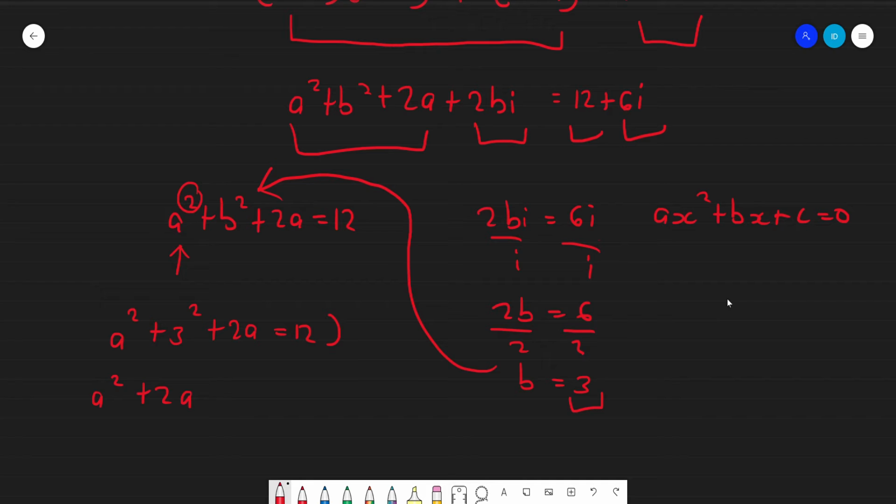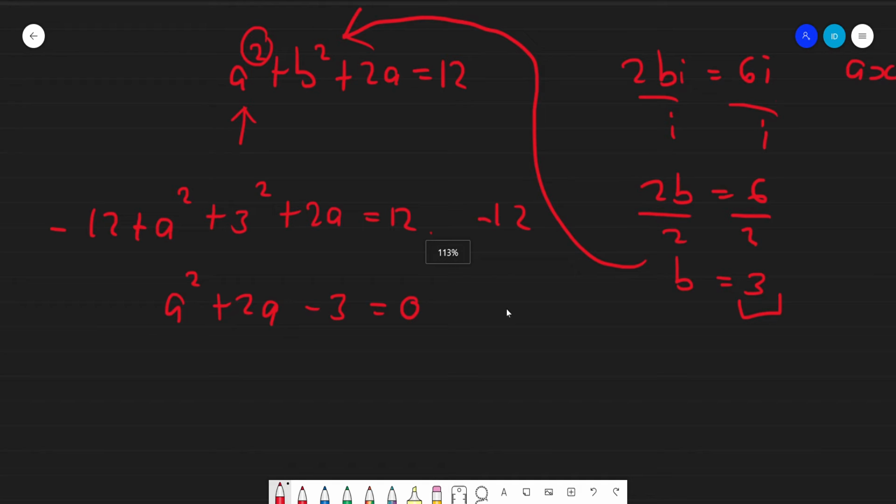So by taking out 12 from both sides, we will get a squared plus 2a, and then we know that 3 squared is equal to 9, and then 9 minus 12, I'm sorry, should have been negative 12 plus a squared. So 3 squared minus 12, we will get negative 3, equals to 0. Now we can solve this by factorizing the quadratic equation, and we will get a minus 1, a plus 3.